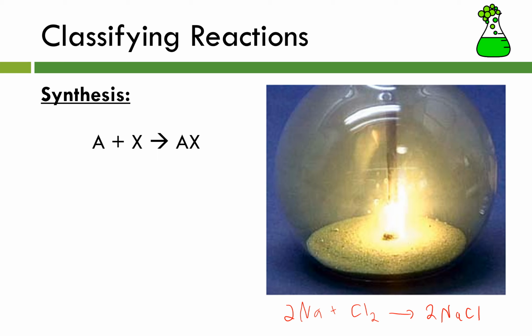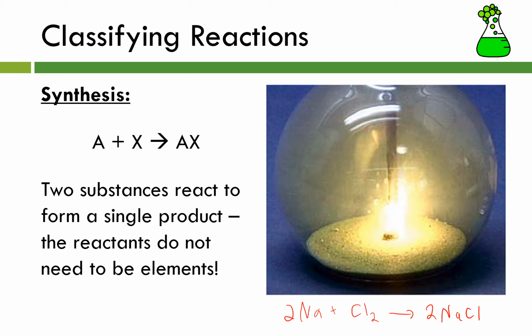In a synthesis reaction, you start off with 2 or more reactants, and you end up with a single product. One common misconception is about our reactants, which in this case have been written very generically as substance A and substance X. Some people think that in a synthesis reaction you always have to start off with elements. That is not the case. You just have to take multiple reactants and combine them into a single product.